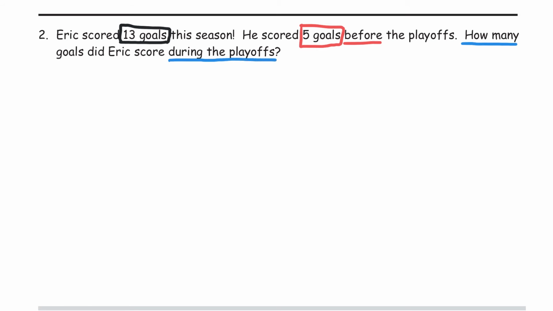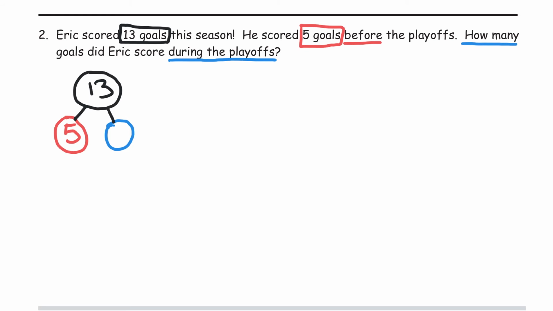All right, let's make a number bond for this. So we've got 13 as our total amount. We have one part down, that's going to be 5. So that's the 5 he scored before the playoffs. And then we have this second part. And that's our unknown number for what he scored during the playoffs.